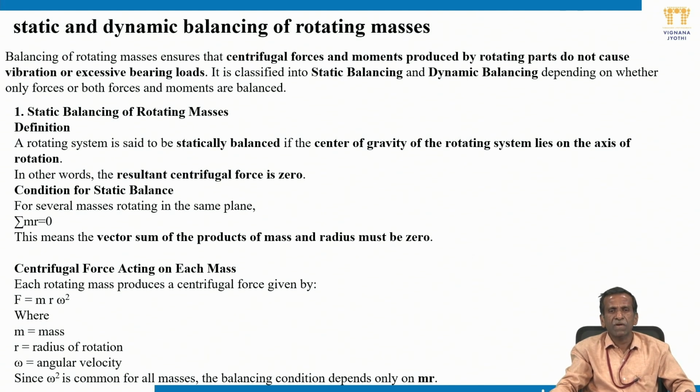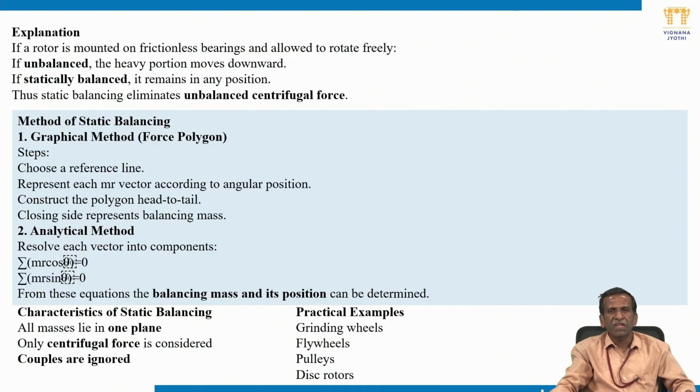As you know, in static balancing of rotating masses, the force due to all the rotating masses, that is m r omega square, algebraic sum of all these forces must be 0. If there is any unbalance, then the shaft tends to bend and vibrate and noise is the result. So we need to balance it. So how to balance in static loading conditions? We will see what is dynamic balancing. First let us see the method of static balancing.